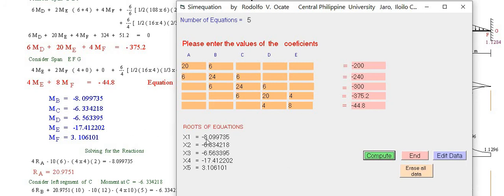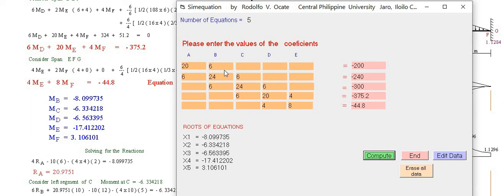Same answer, 8.099. Moment at C, 6.33418. Then minus 65633, minus 17412. Then positive 3106. Okay, can you trust this?